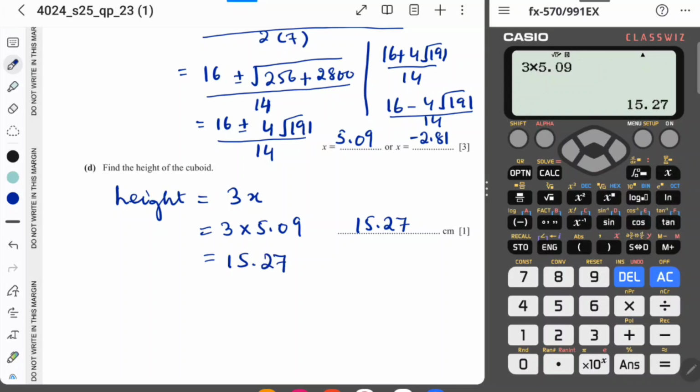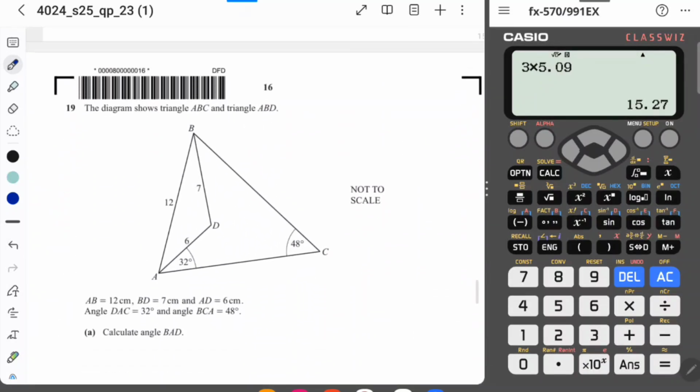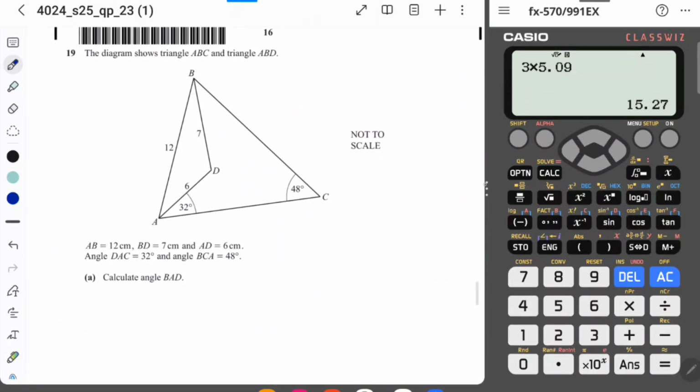Okay, we'll have the range 15.27 to 15.3 also. If somebody is writing down corrected to 3 significant figures, then it's also okay. Okay, we have the next question of trigonometry.